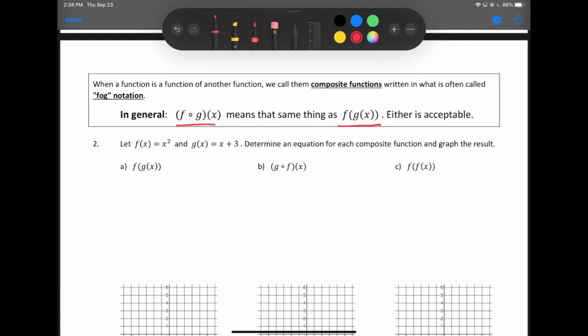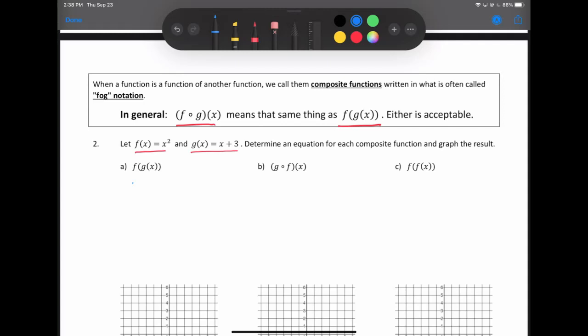Okay, so let's start off with just how this works. We have two functions here. F at x is x squared, and g at x is x plus 3. So just two simple functions, one quadratic and one linear. Normally I wouldn't bother starting with f at x because it doesn't matter.